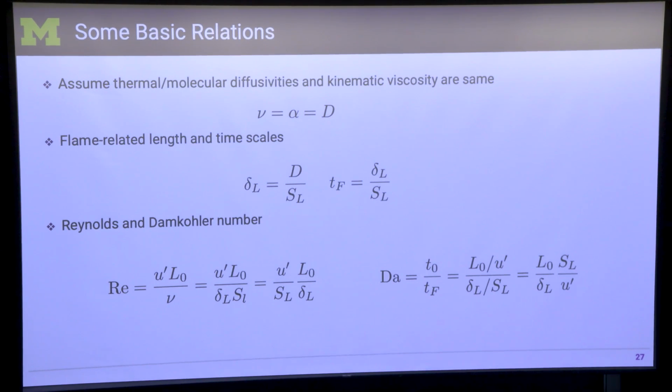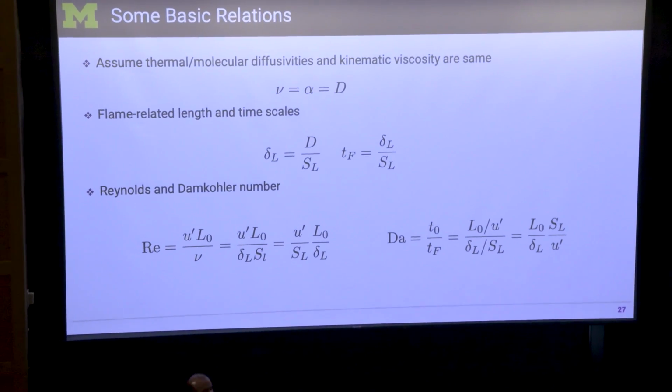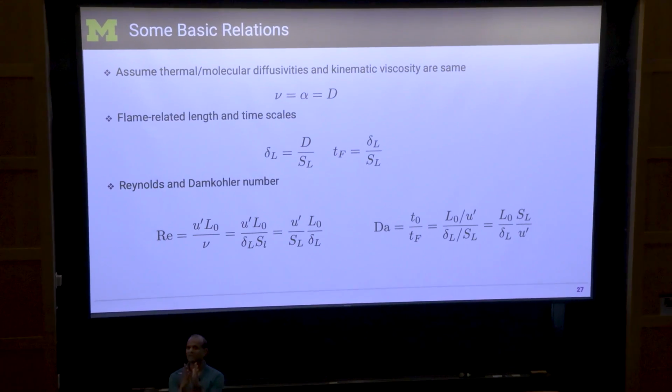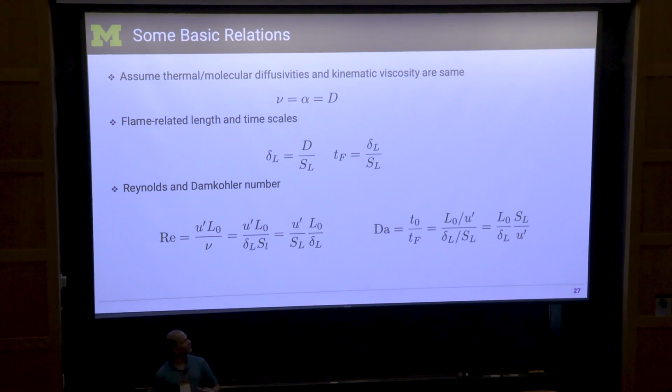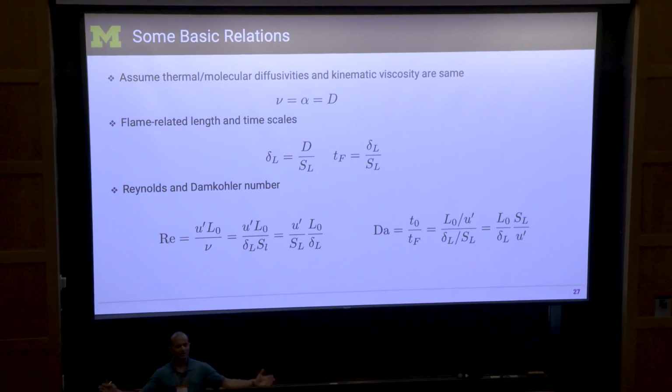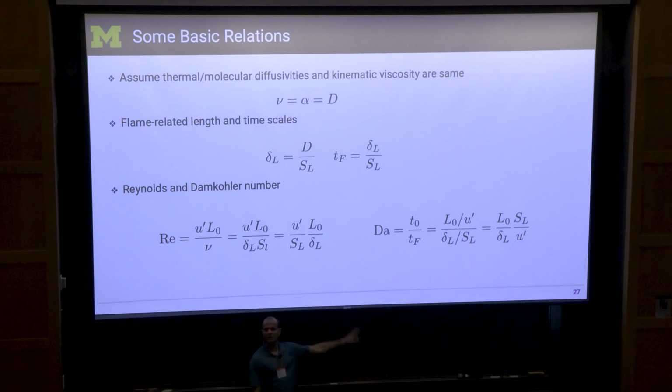U prime over SL, the x-axis in the plot that I showed you, times L0 over delta L, which is very interesting, right? So U prime over SL is how much turbulent eddy fluctuations that velocity is compared to the laminar burning velocity. So it's a ratio of velocities. Delta L there is some kind of flame thickness. So L0 is your integral length scale, and delta L is your flame thickness. So that's a ratio of length scales. So Reynolds number is nothing but a ratio of velocity scales times a ratio of length scales. So you can rewrite it like this.